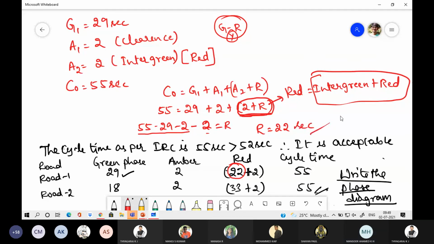Any doubts other than this? While writing the phase diagram, you can refer to the road 1 diagram and write, or you can write for the road 2 diagram also. I hope it is clear, right?